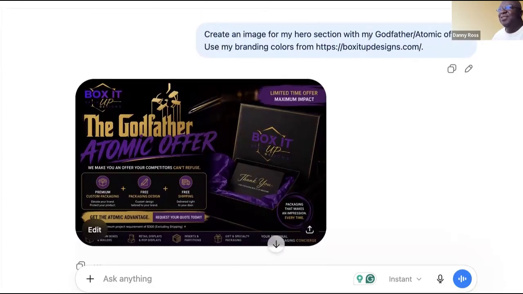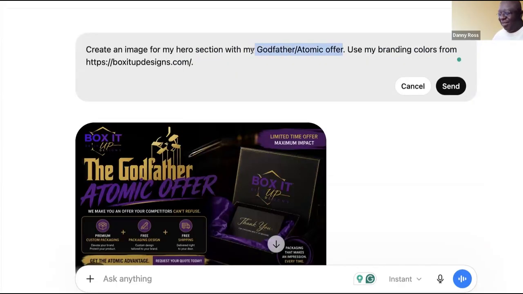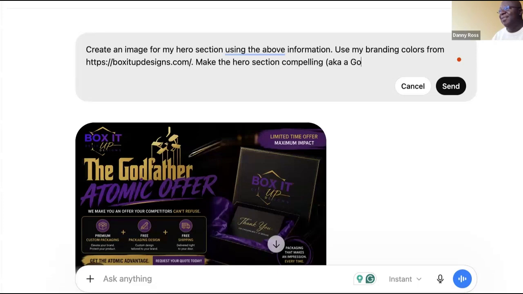AI. Okay, let me try this again. Okay, so we're going to take this out. Using the above information. Even I can make silly mistakes like that. All right. Make the hero section compelling, aka God.